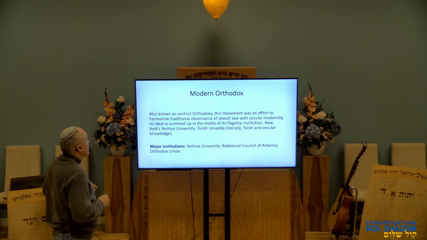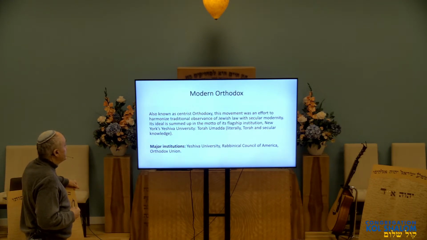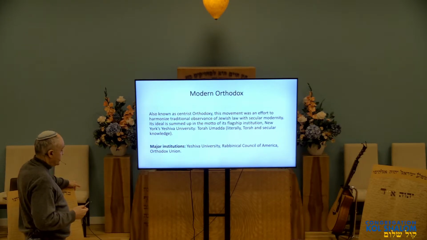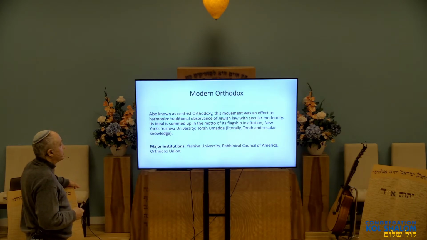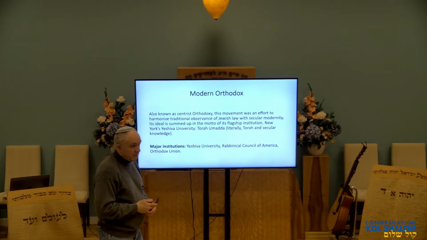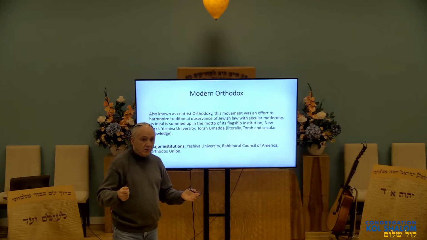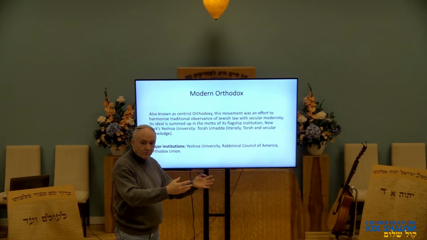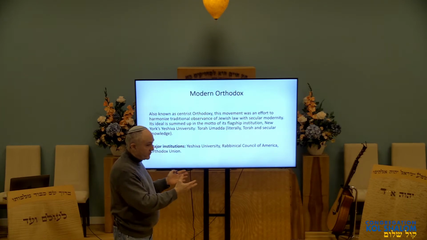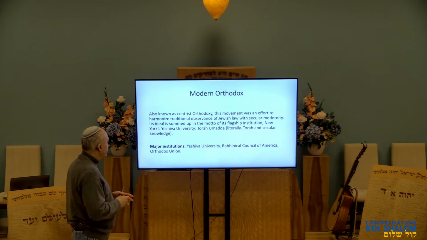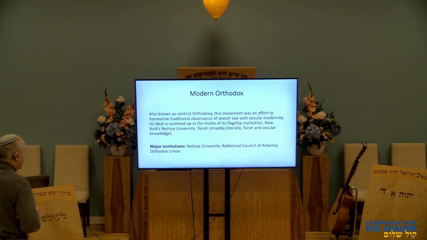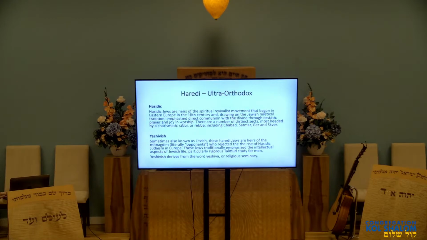But anyway, the ideal is summed up in the motto of its flagship institution, New York's Yeshiva University, Torah Umada, literally Torah and secular knowledge. So they can go to the opera. They want to go to a museum, so they would do that. Major institutions: Yeshiva University, Rabbinical Council of America, Orthodox Union.